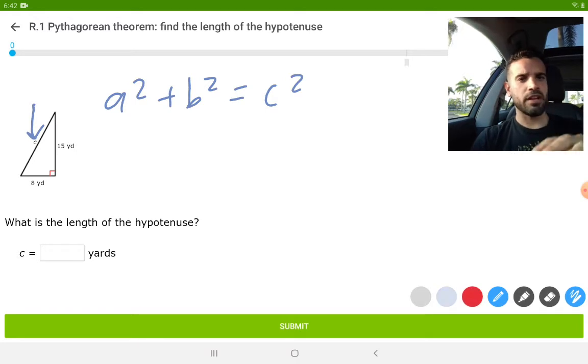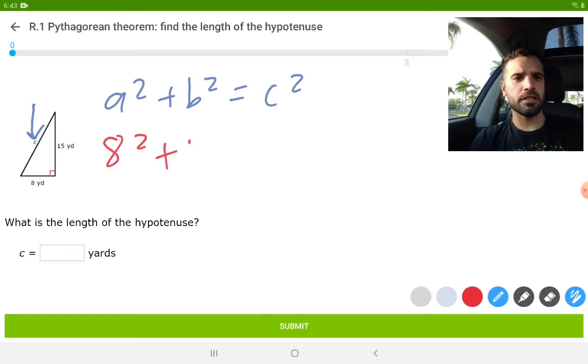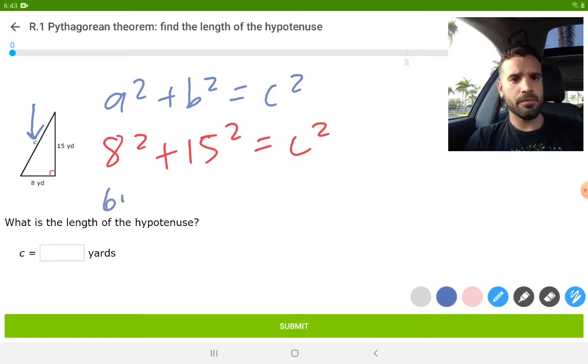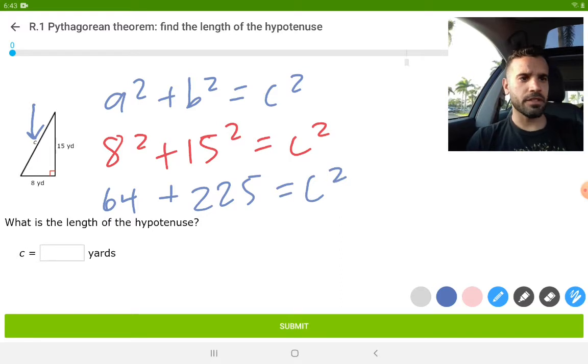So we're going to go ahead and substitute what we know from the problem. We have 8 squared plus 15 squared, and that's going to be equal to c squared. Now, it doesn't matter which one you pick for leg a or leg b. At the end of the day, you're just adding them together anyways. So solve what you can. So 8 to the power of 2, that's going to be equal to 64. And 15 to the power of 2 is 225. And all of that is going to be equal to c squared.